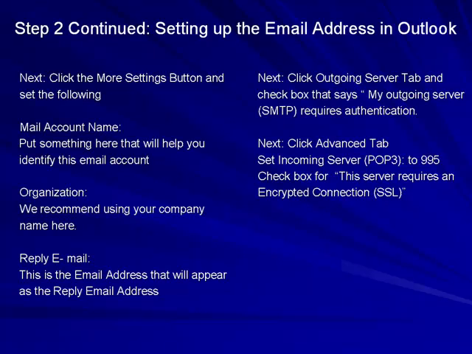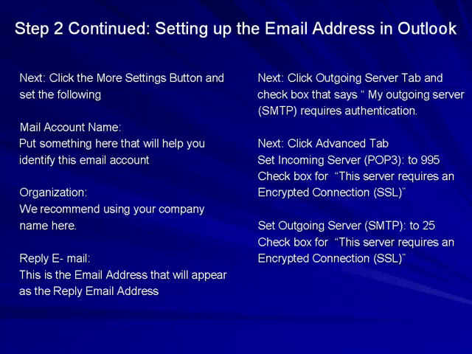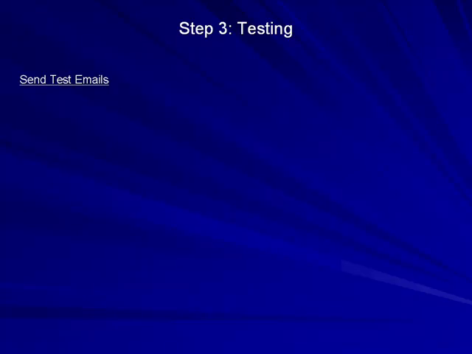Once you click on that, you'll set the incoming server to a POP3. You'll check that, and you'll make sure that the number is 995. After you have done that, you'll want to check the box for This server requires an encrypted connection, SSL, and you'll make sure that that box then says the number is 25. After that, you're good with that. Click OK when you're finished with that, and you're all finished setting up what you need to for Outlook.